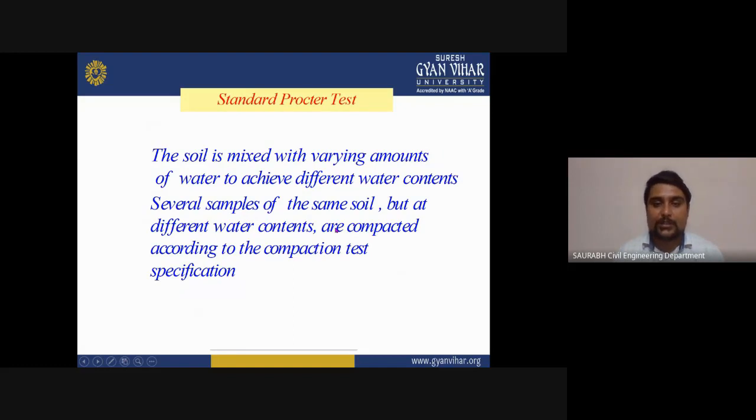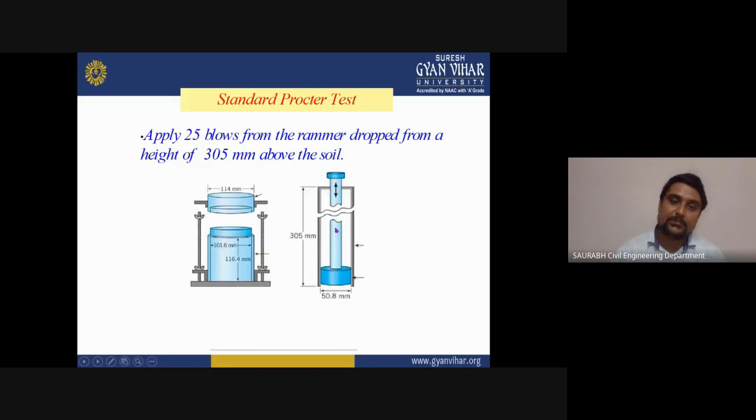The soil is mixed with varying amounts of water to achieve different water contents. Several samples of the same soil but at different water contents are compacted according to the compaction test specification. Apply 25 blows from the ram dropped from a height of 305 mm above the soil. As you can see here, we have to put our soil in three layers, and this is your hammer, and it should be dropped from the 300 mm height.